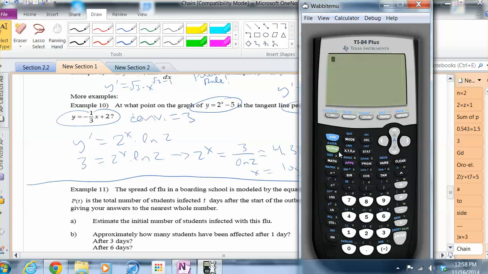Okay, let's redo this. Hopefully you see what I did wrong. I'm supposed to plug into y equals 2 to the x minus 5. I think I'm going to think about the Niners inning. Sorry about that. I'm just a little distracted.